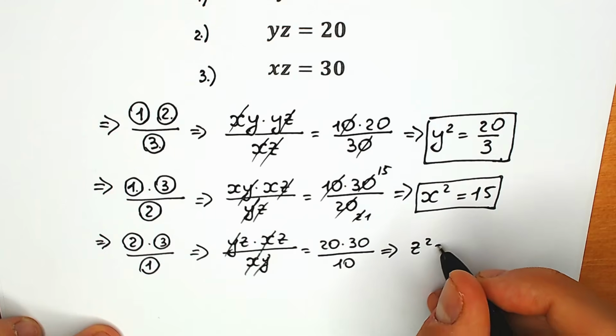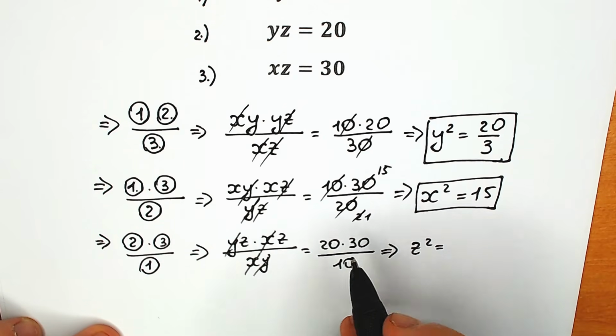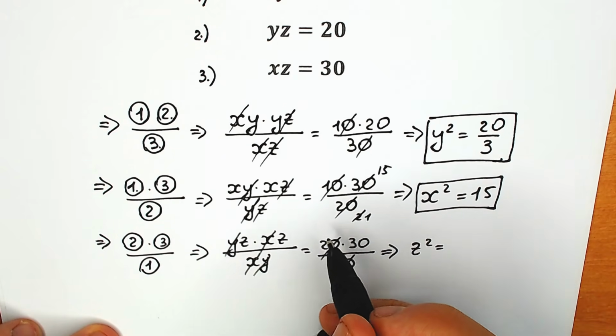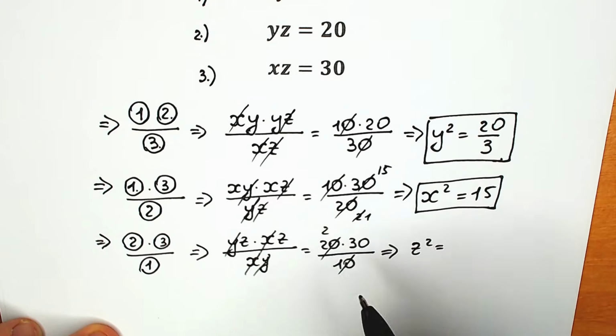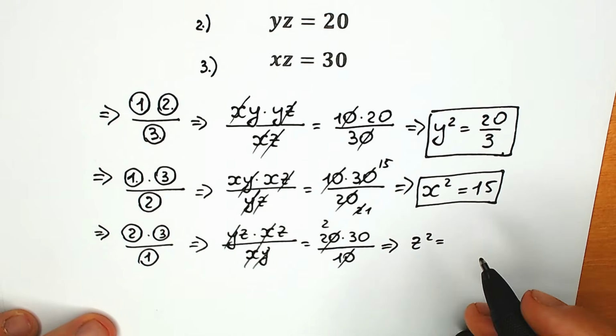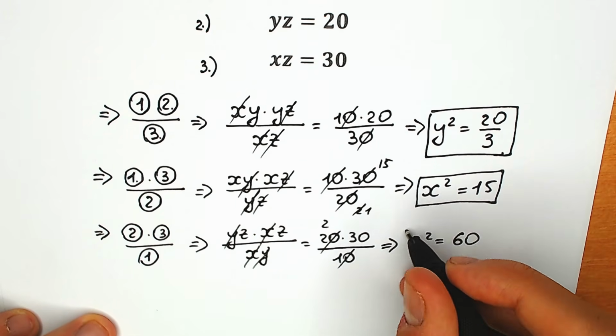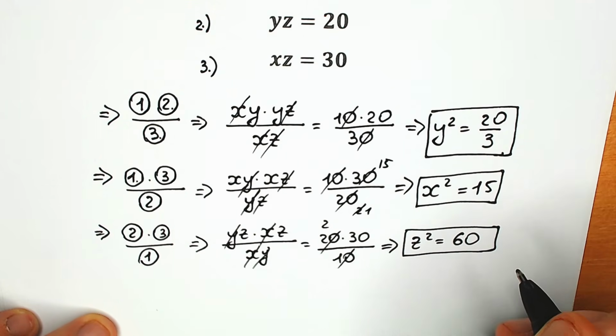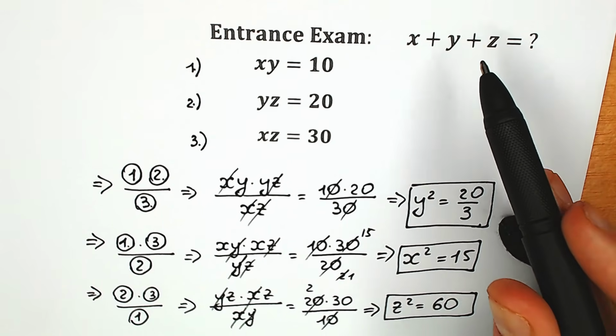So z squared equal to, right here, we can easily cancel our 10 and 20. As a result, we have only our 2 in our numerator, so 2 times 30 equal to 60. So z squared equal to 60. And right now, just keep in mind that we need to find our x plus y plus z.